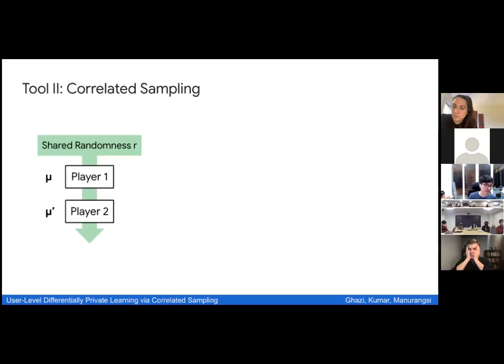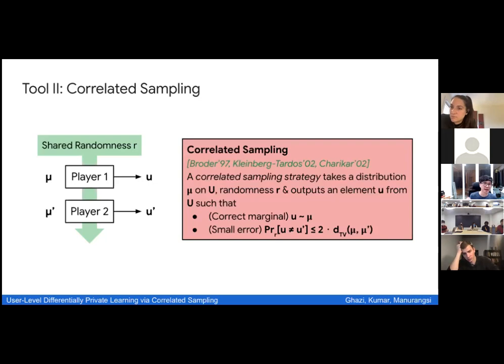And specifically, if you don't have shared randomness, this is impossible. So here you indeed need shared randomness. On this shared randomness, player 1 will sample u and player 2 will sample u prime. There are two guarantees of the correlated sampling here. One is that each u and u prime have the correct marginal. Specifically, the distribution of u is exactly mu, and the distribution of u prime is exactly mu prime. And that they disagree with very small probability.